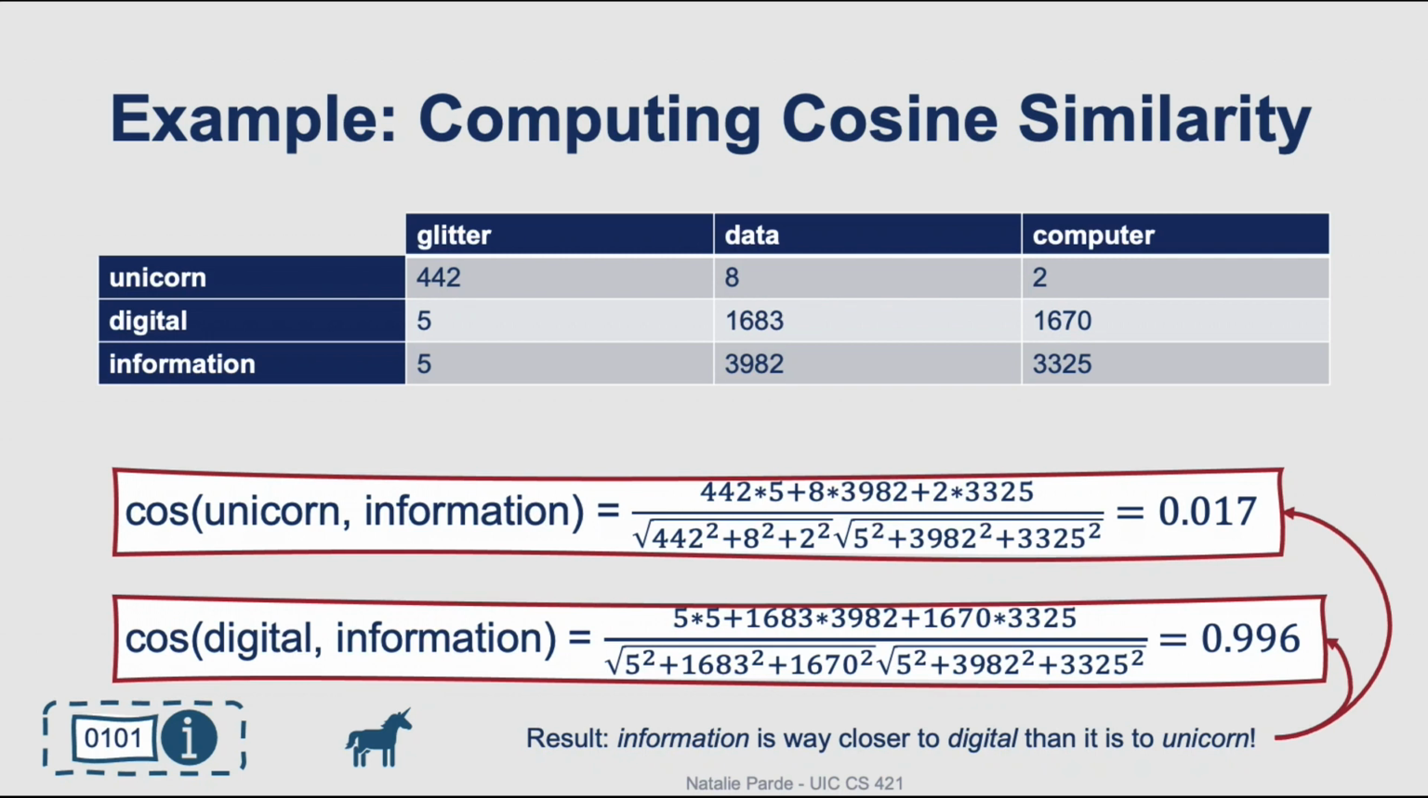So given our 3 words, we've found that digital and information are much closer to one another than unicorn and information.